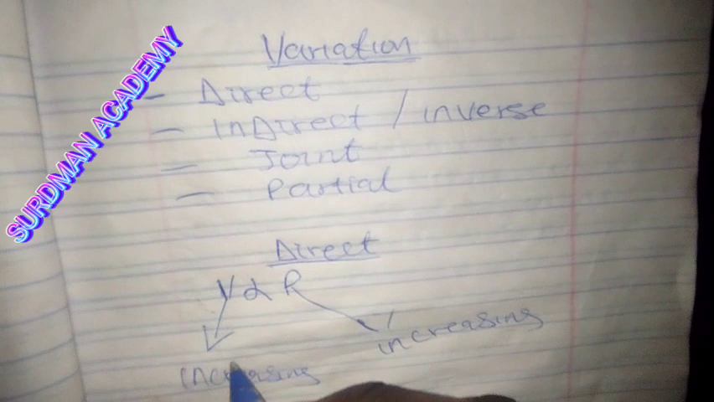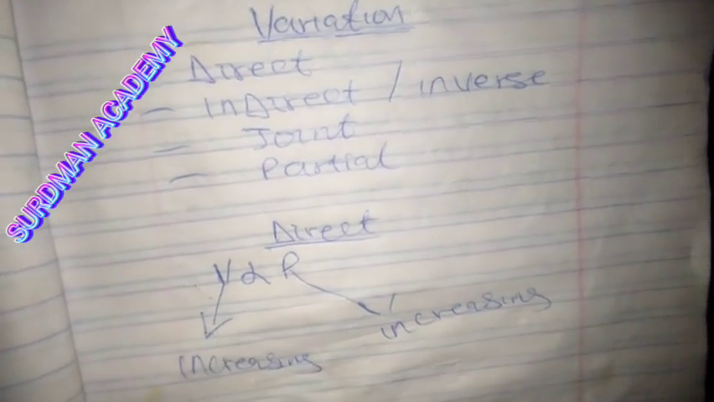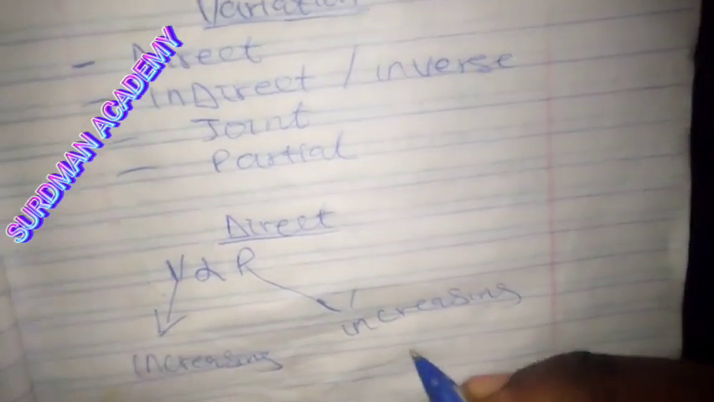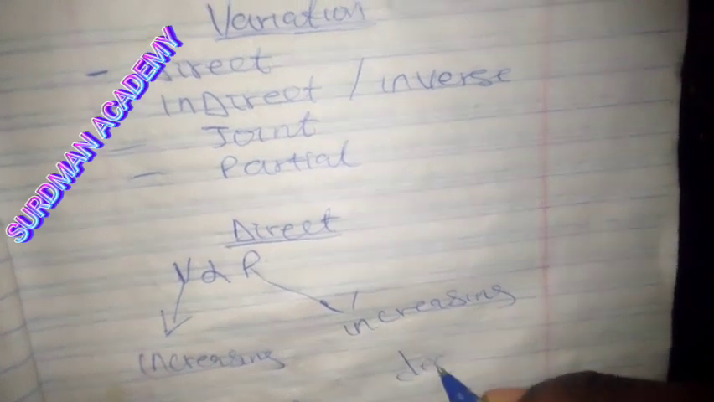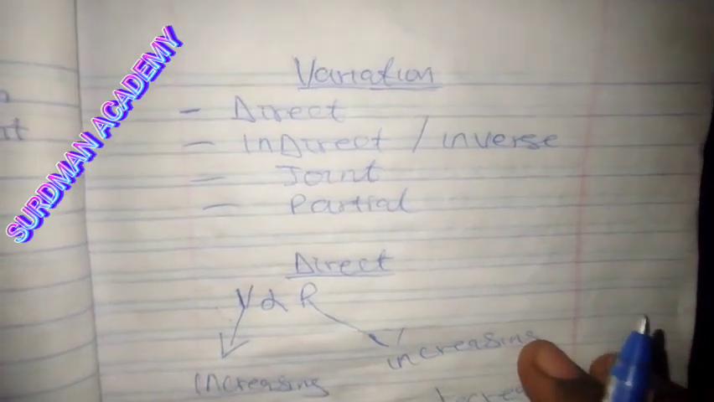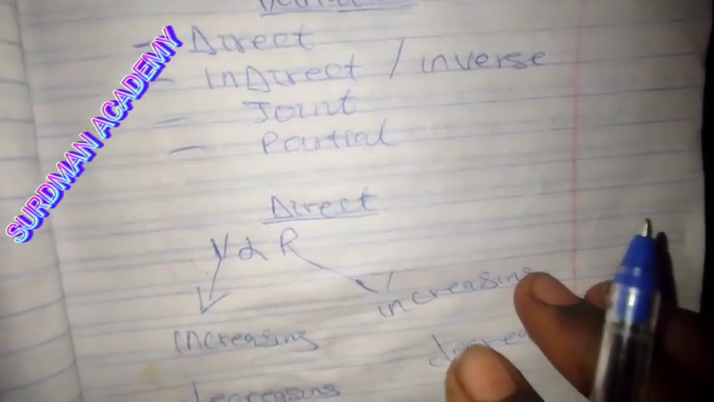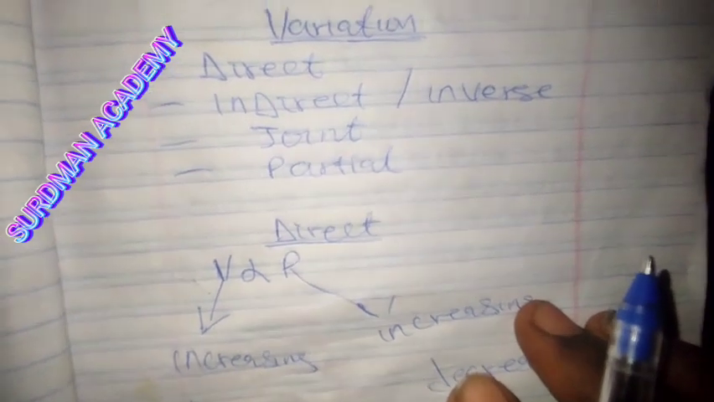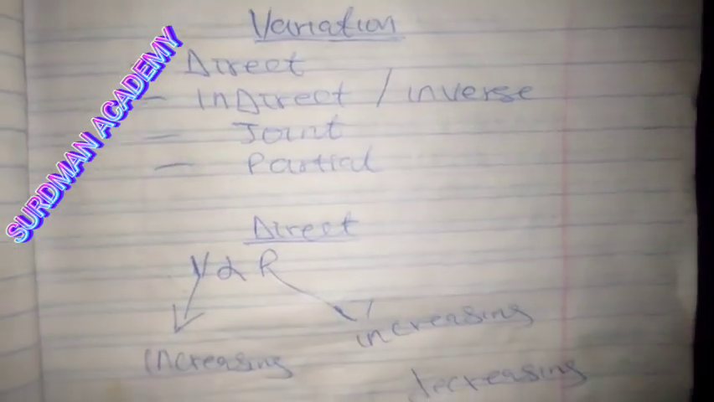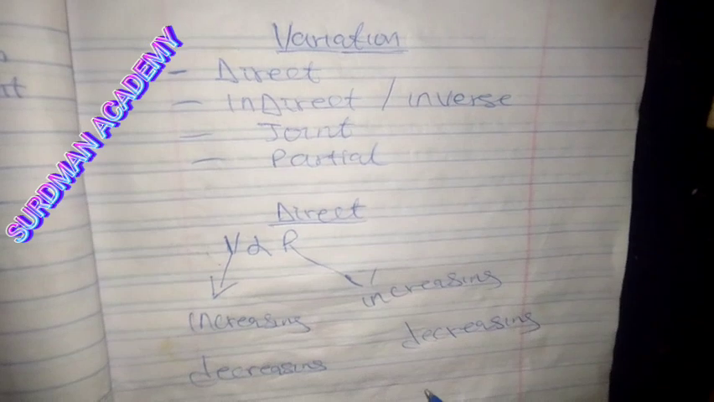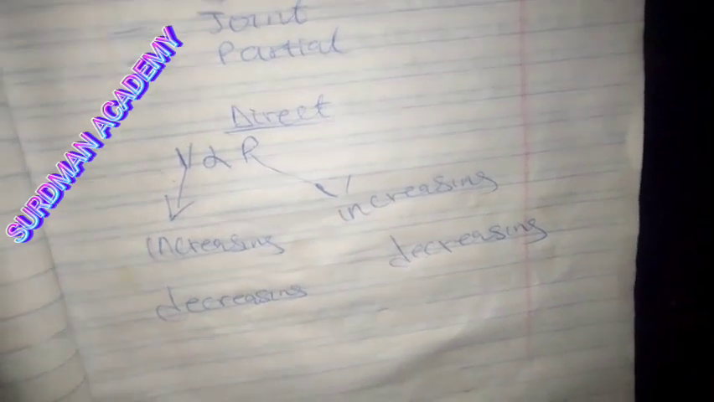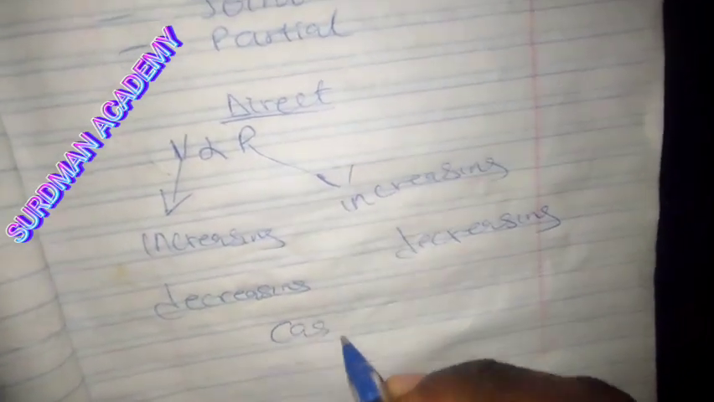It also means that if V is decreasing, P will also be decreasing. So direct simply means that what happens on the left hand side happens on the right hand side. Both of them increase or decrease in value at the same time. Another thing we need to understand is that to every variation there is a constant. There must be an introduction of a constant. So now let's go to some cases.